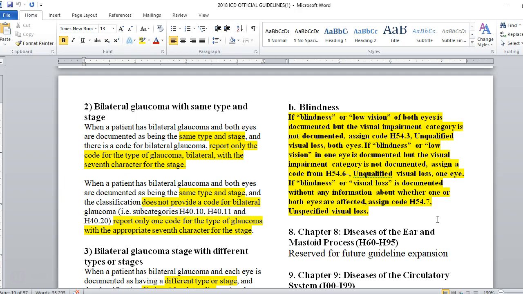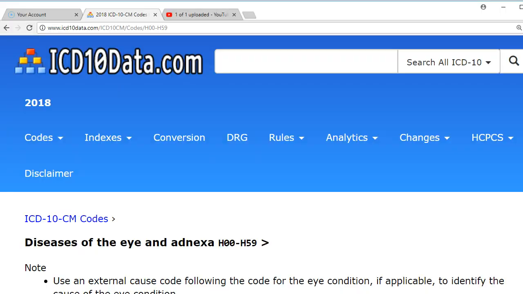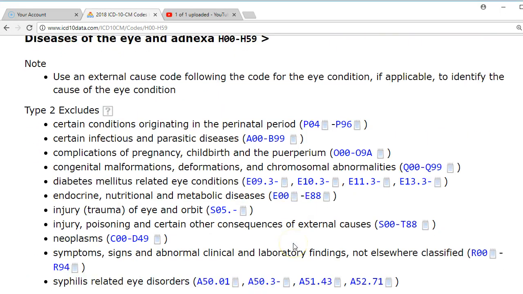So blindness and low vision are being treated very similarly to glaucoma. What's happening with each eye? Okay, so if each eye is different, we code for each eye unless we don't have enough information, and then we have the H54.3, 54.6, and 54.7. So let's look at some of these H codes. So we're going to go back to ICD-10 data.